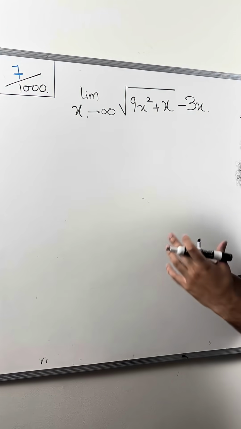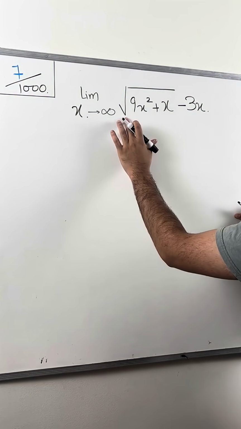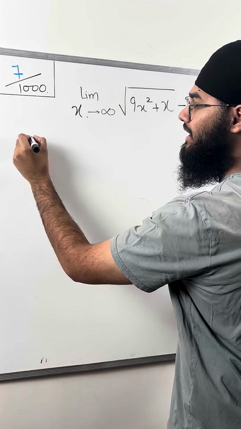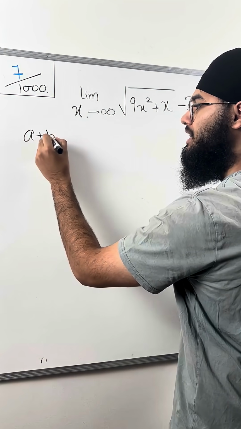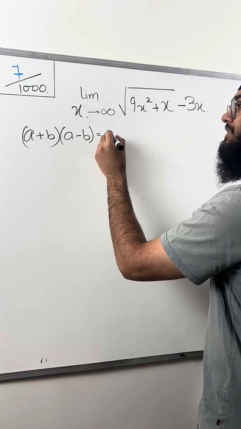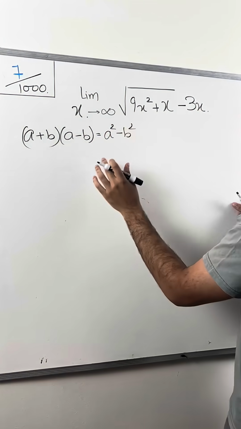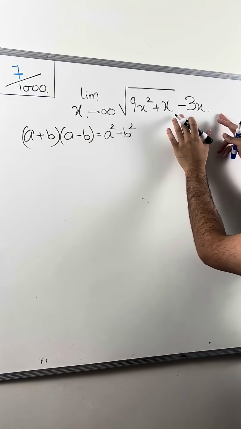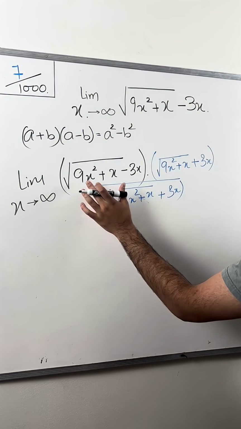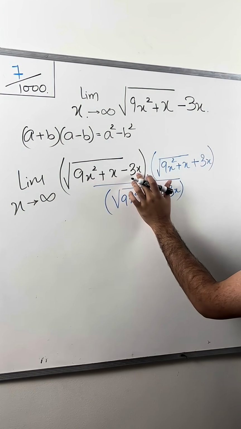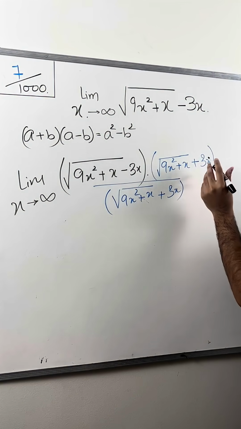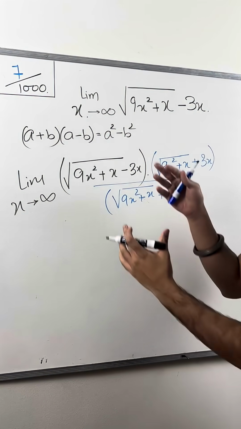To solve this question, we need to rationalize our numerator and get rid of the square root. So let's multiply it by its conjugate using the identity which says that a plus b times a minus b is equal to a squared minus b squared. We multiply and divide by the conjugate of this term. Multiplied by the conjugate, we get square root of 9x squared plus x minus 3x multiplied by square root of 9x squared plus x plus 3x, and we divide it by the same term so that the fraction remains the same.